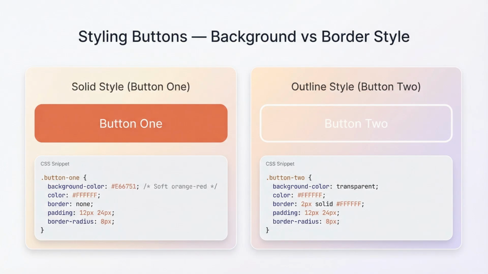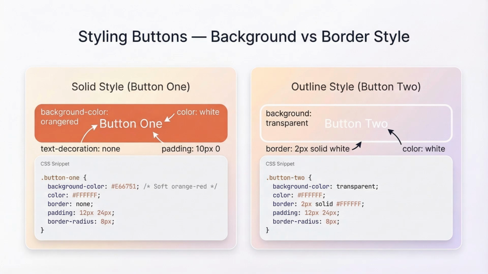For the hero section buttons, two different styles are created. Button 1 is a solid filled button with an orange-red background color and white text. Button 2 is an outlined or ghost button, transparent background with a visible border. The border shorthand takes three values: width, style, and color. For example, border 2 pixels solid white creates a 2 pixel solid white border.